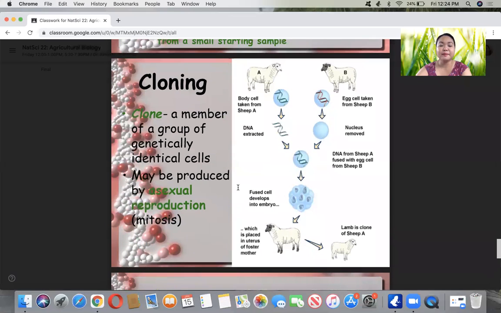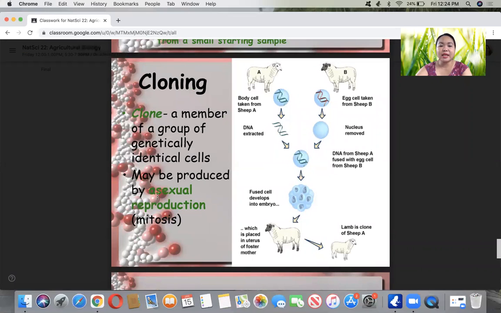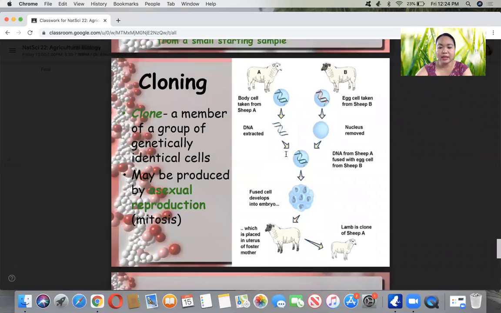Another topic is DNA cloning. A clone is a member of a group of genetically identical cells and may be produced by asexual reproduction or mitosis. As you can see here on the figure, cloning usually occurs in animals, in bacteria, and in plants; it's very easy through asexual reproduction.